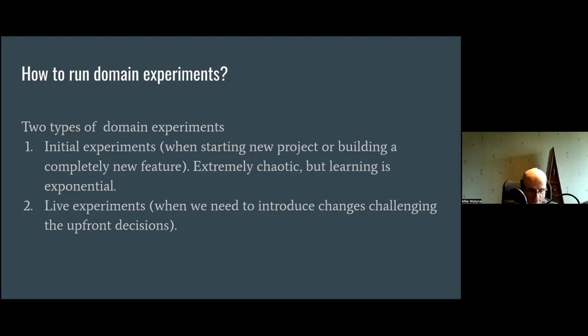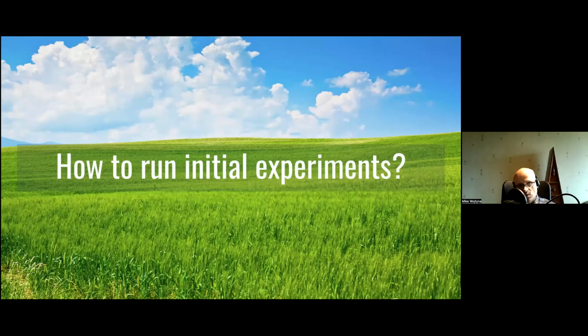Then there is another type of domain experiment, which I call live experiment. And it happens when we need to introduce changes, challenging some upfront decisions. So usually working on brownfield projects. Okay, so let's start with initial experiments. Initial experiments usually happen when you don't have anything. You just have a greenfield, and that's all.